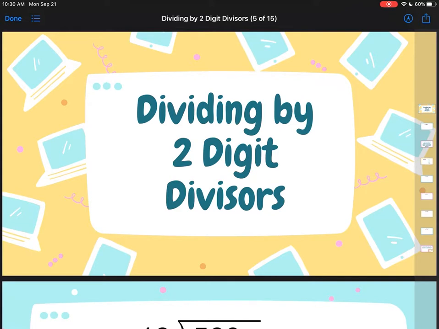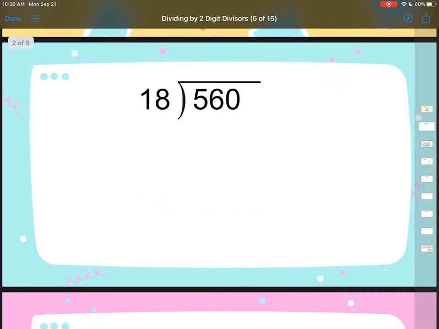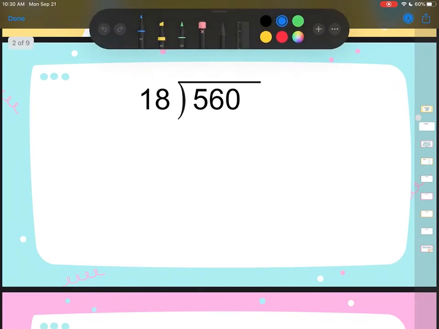So today we're going to be talking about dividing, but we're going to be dividing by 2-digit numbers. So in 4th grade, y'all were dividing by 1-digit numbers. This is going to be the exact same thing, except for now it's going to be with 2-digit numbers. So our first problem is 560 divided by 18.